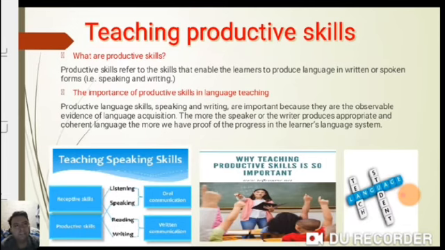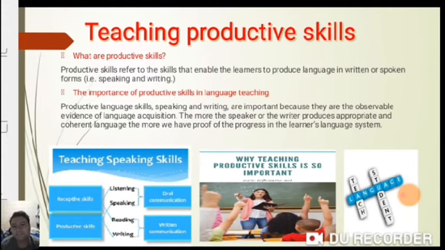Then we have teaching productive skills. What is teaching productive skills? Well, the procedure of teaching productive skills involves different steps, such as what is meant by productive skills, why they are important in language, how to structure a productive skills lesson plan, what elements should be considered in teaching productive skills, etc. So the first step, as I mentioned before, is to know what productive skills are.